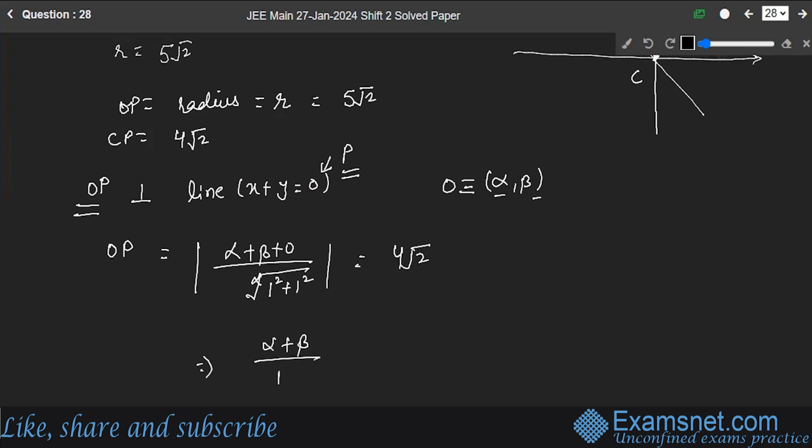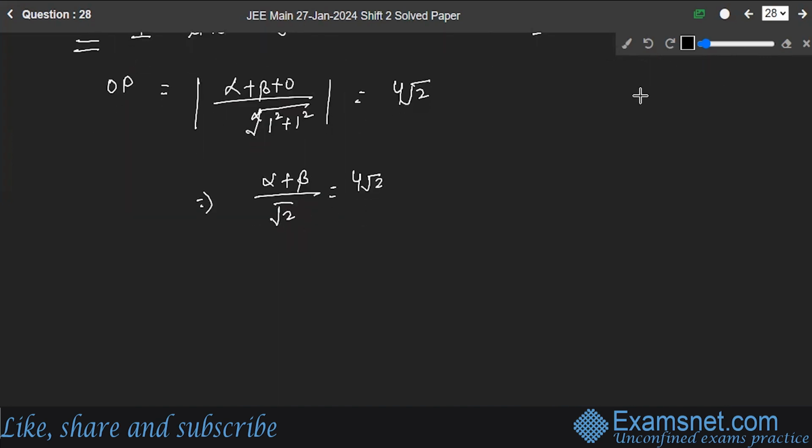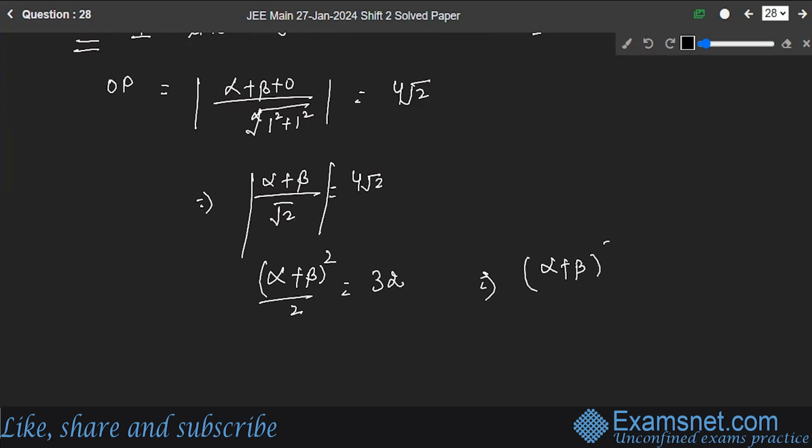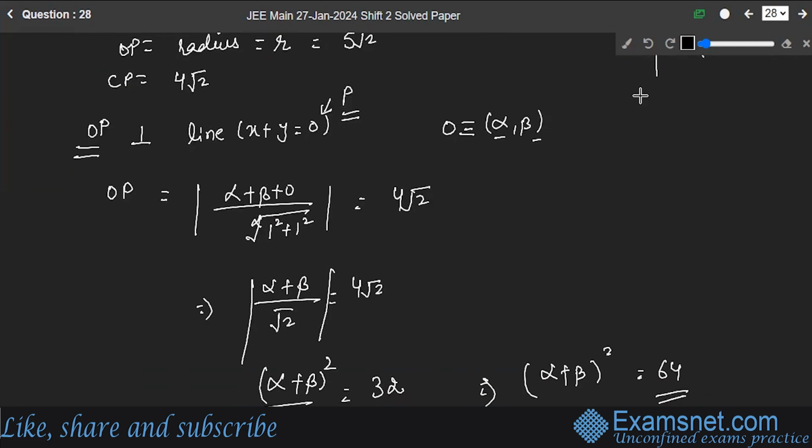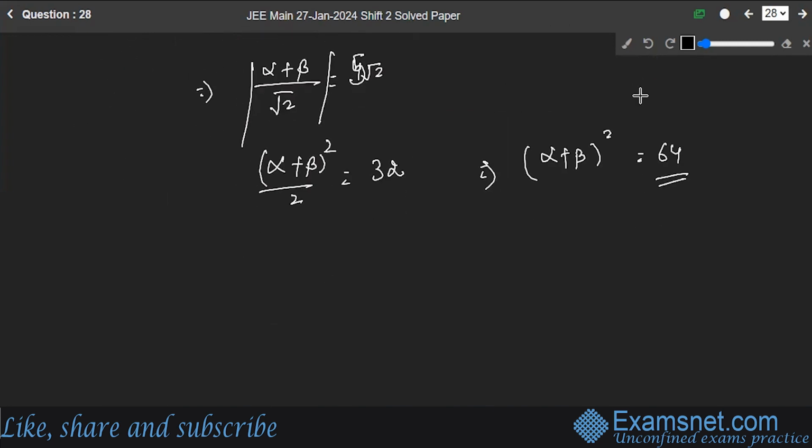Alpha plus beta upon root 2 is equal to 4 root 2. Let's do squaring on both the sides. You have alpha plus beta whole square upon 2 is equal to 16 into 2, which is equal to 32. That gives you alpha plus beta whole square is equal to 64. Right? Sorry, that was 5 root 2, that's not 4 root 2. So 25 into 2 will be 50, and this will be 100.